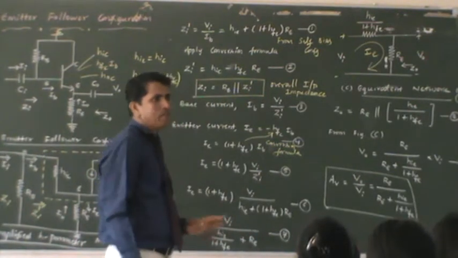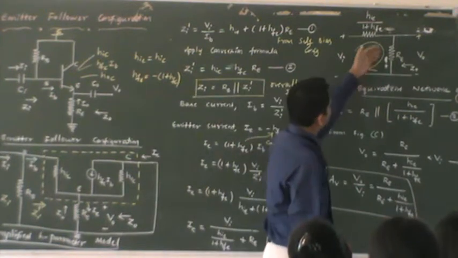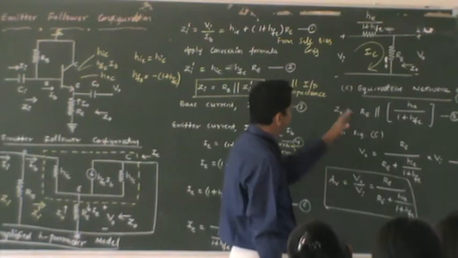Why we have drawn the network is to simplify our formulas. You will see later on that, looking at this network, I can easily obtain the expression for the voltage gain. How it is possible, we will see now.